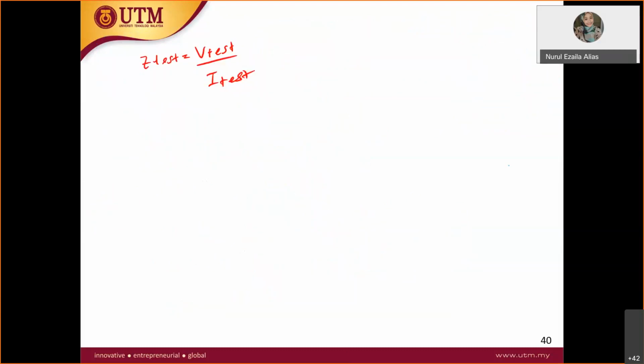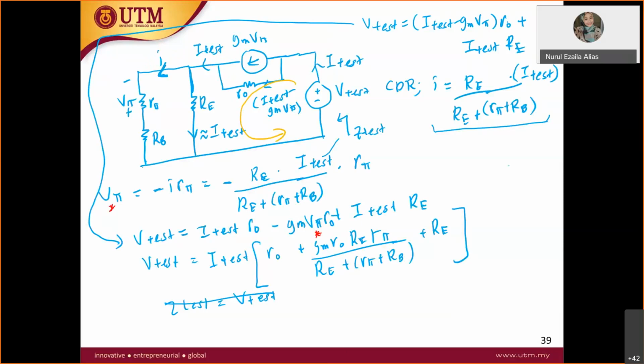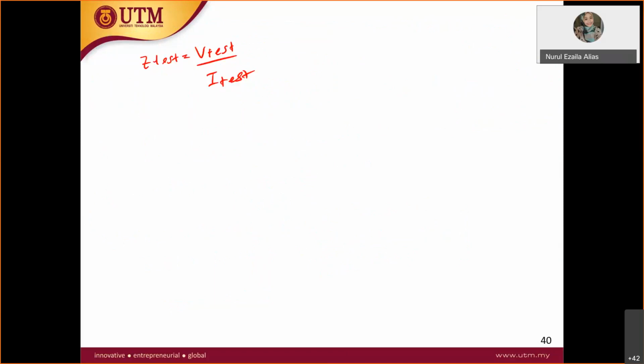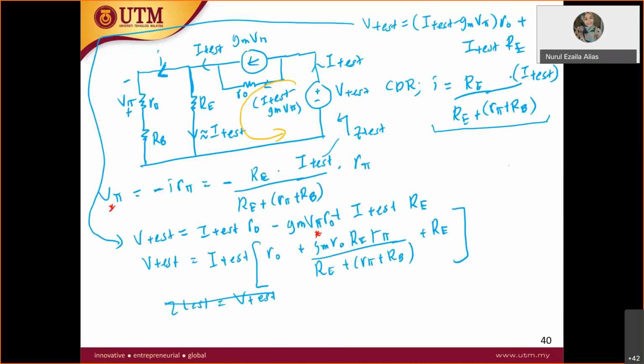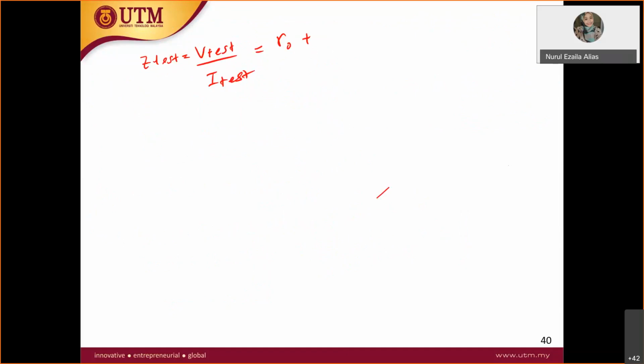Alright, so V test over I test is equal to this one, which is R naught, all the portion over here, the R naught plus GM R naught RE, R pi over RE, plus R pi plus RB. Wow, too long the equation. I hope you are hanging there, students. So done. Z test, V test over I test, is equal to that portion.